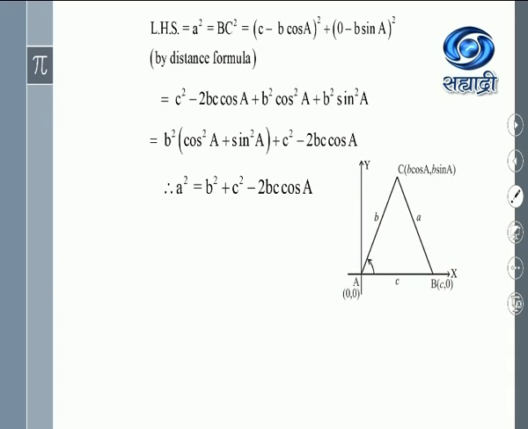The proof is very easy to understand. The important thing is the figure. According to the statement, you will have to choose the vertices, maybe the origin or on the x-axis or in the quadrant. So this is the proof for A square is equal to B square plus C square minus 2bc cos A. Clear? Similarly, we can prove that B square is equal to C square plus A square minus 2CA cos B.